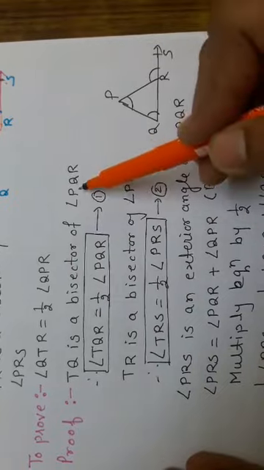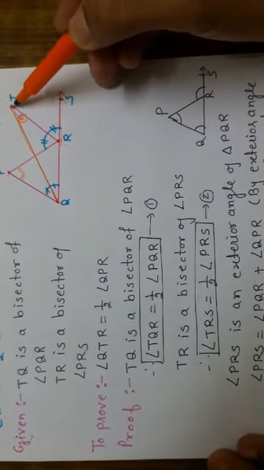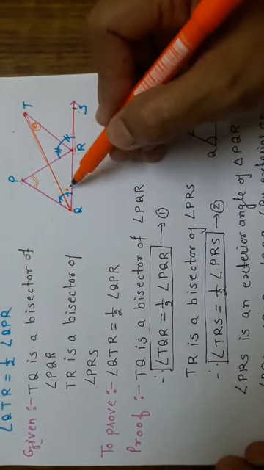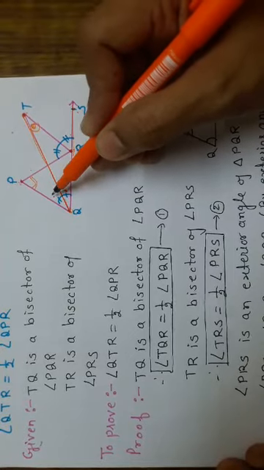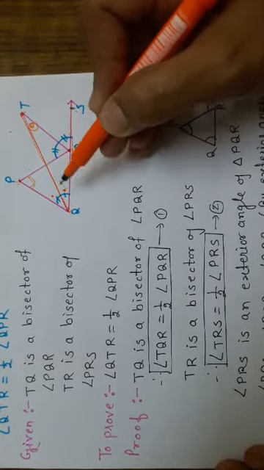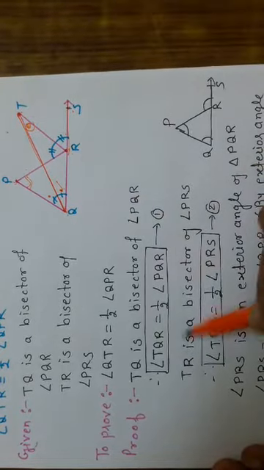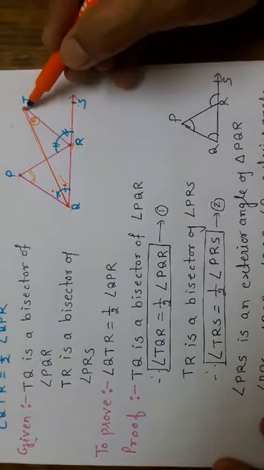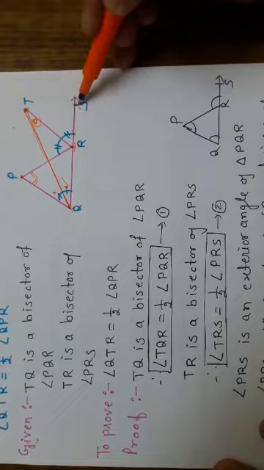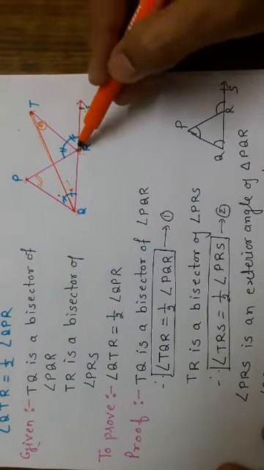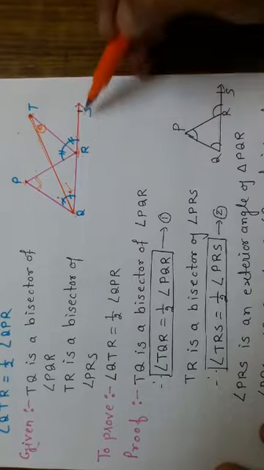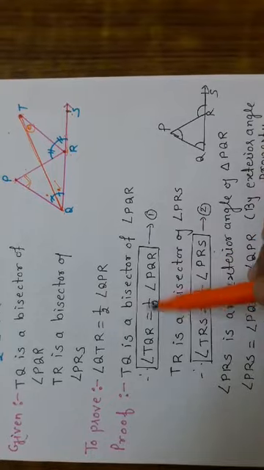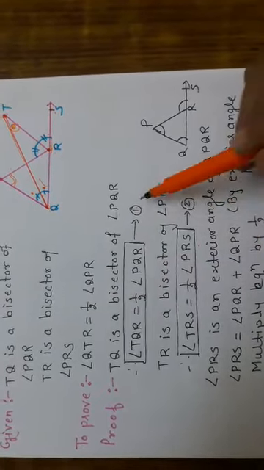Okay, proof. This is a very important problem. TQ is a bisector of angle PQR. This angle we can write in different ways, but we want to use this angle, that's why I am writing here TQR. TQR is equal to half of angle PQR. Second, TR is a bisector of angle PRS. Therefore, angle TRS is equal to half of angle PRS. This we will call equation 1 and 2, written using the bisectors.